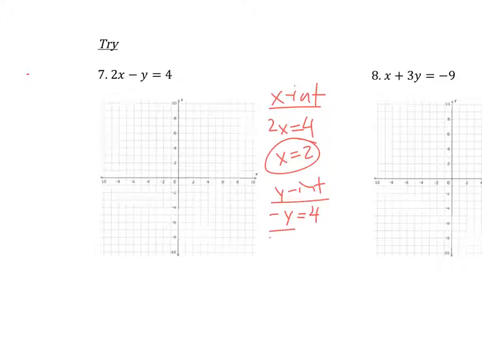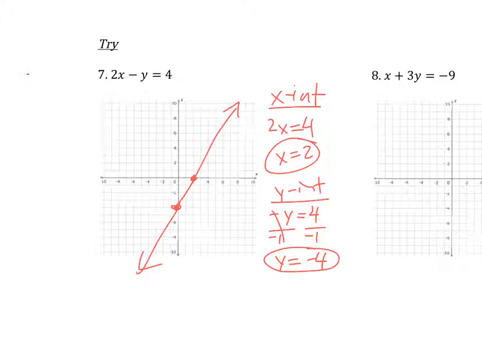I got to divide by negative 1 to get positive y. So now I have positive y equals negative 4. So there's my x and y-intercept. X is going to be a positive 2. Y is going to be a negative 4. And put a line through it.